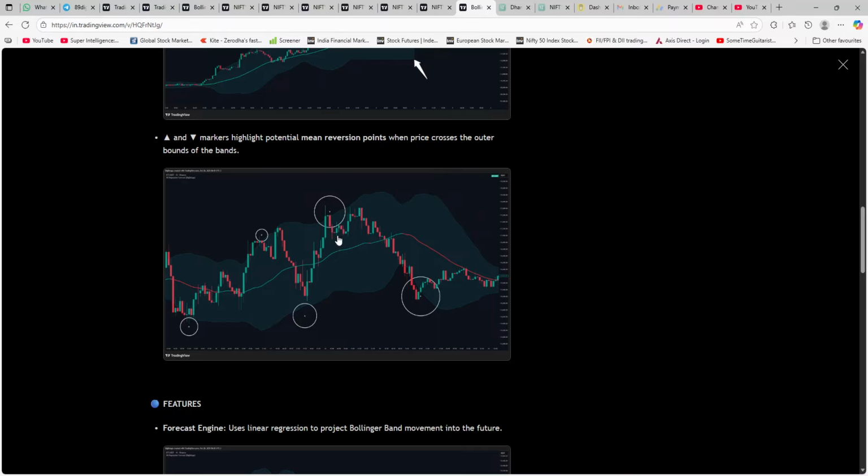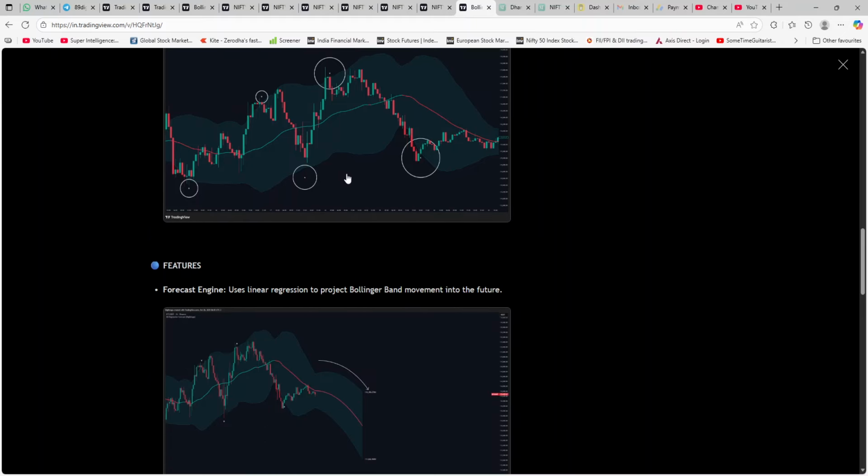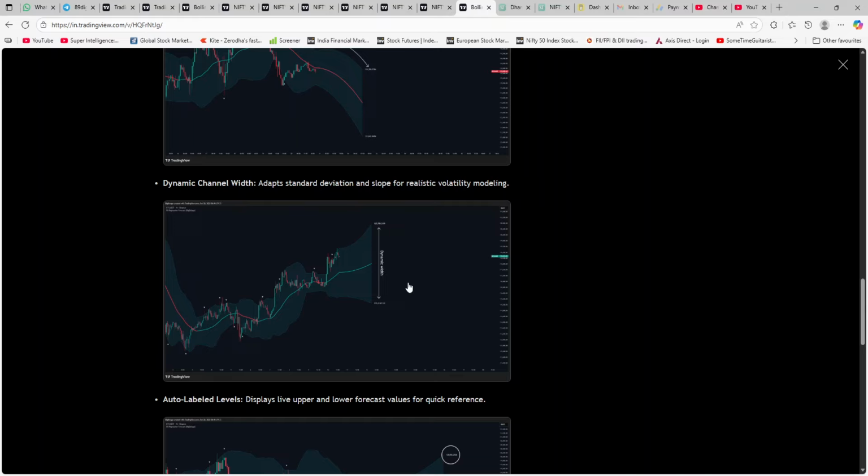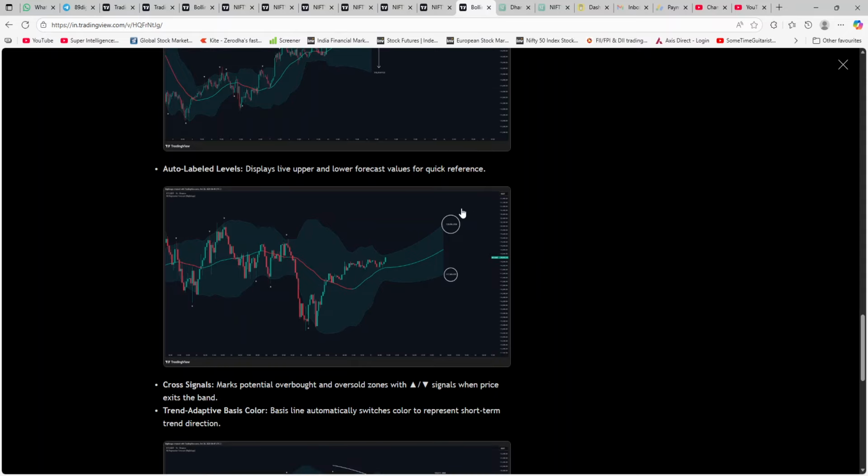Here you see those triangles that he's mentioned. He's marked over here. Markers highlight potential mean reversion points when price crosses the outer boundaries of the band. So these are reversion points from where the price can reverse or the trend can reverse, where those triangles appear. The dynamic channel width adopts standard deviation and slope for realistic volatility modeling. Very good.